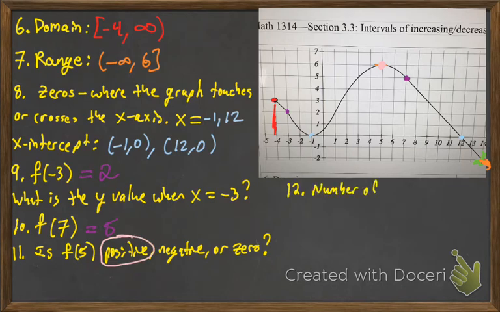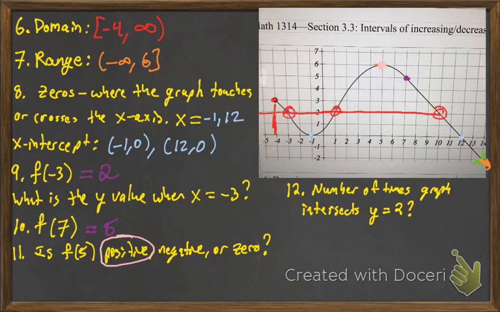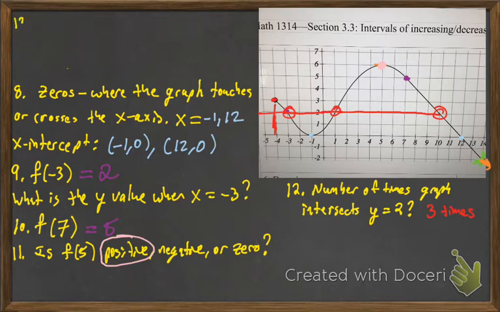Okay, what's the number of times y equals f of x, or the graph, intersects y equals 2? We'll talk about this a little bit more in a little bit here, but y equals 2 is a horizontal line at height 2. So we're going to go ahead and draw a horizontal line at y equals 2. So 1, 2, and 3 places. So it intersects y equals 2 three times.